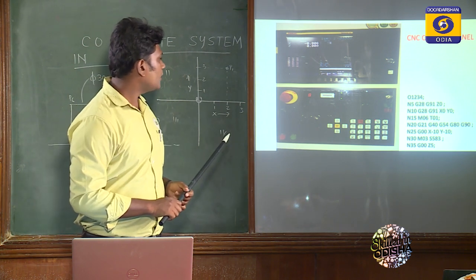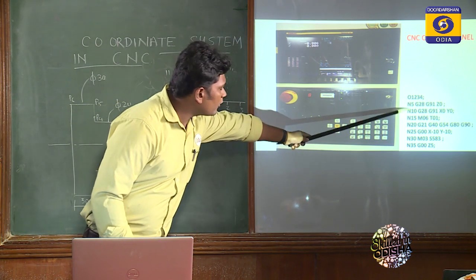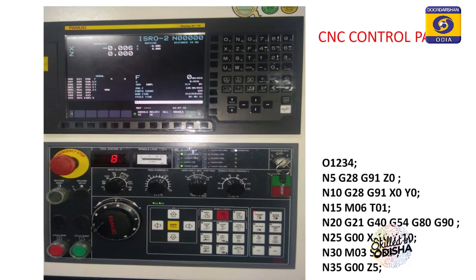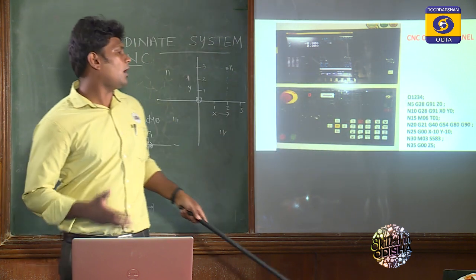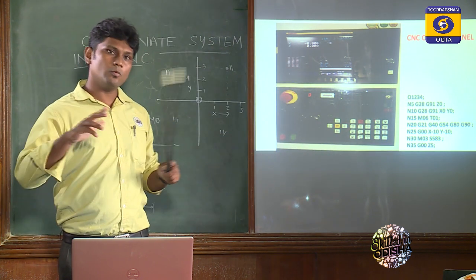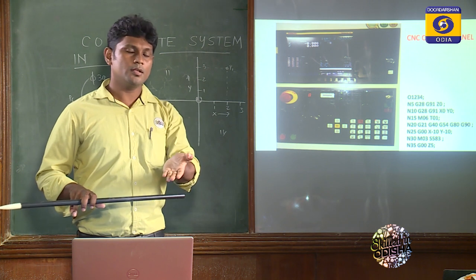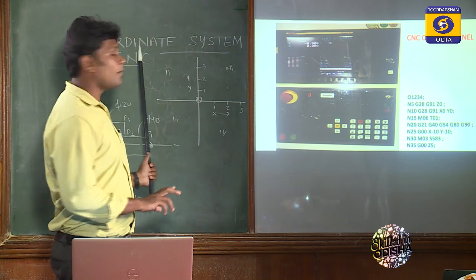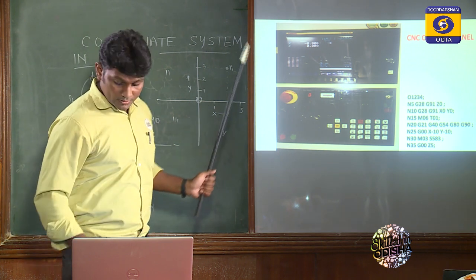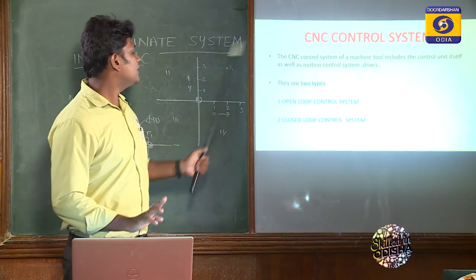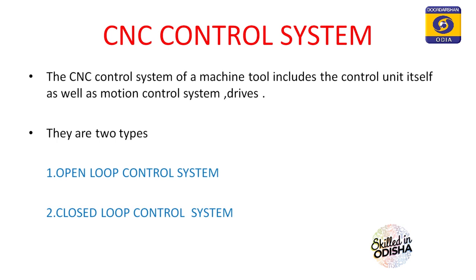These are some of the part programming that we are going to do in the next classes. As you can see here, it is written like this: x minus 10, y minus 10, z minus 10. We have many of these coordinate systems, and we know the basic things of the coordinate system from our high school classes. In this session we'll see the coordinate system, but before that, how it is controlled.